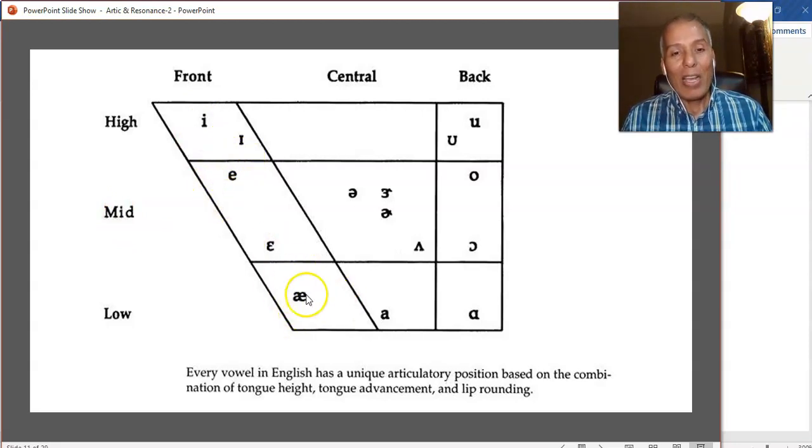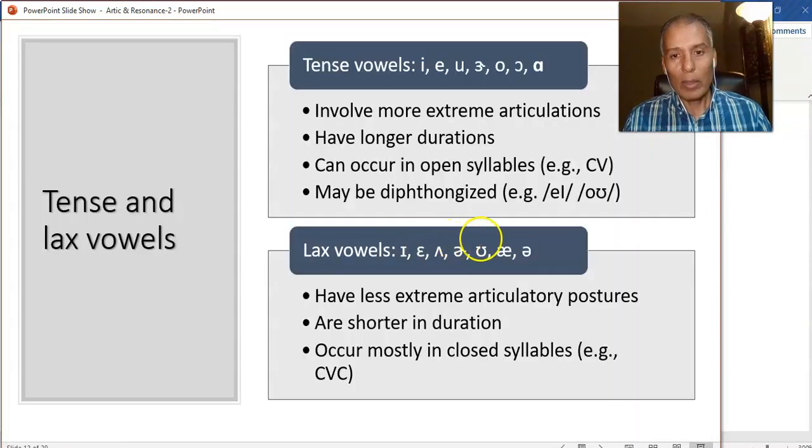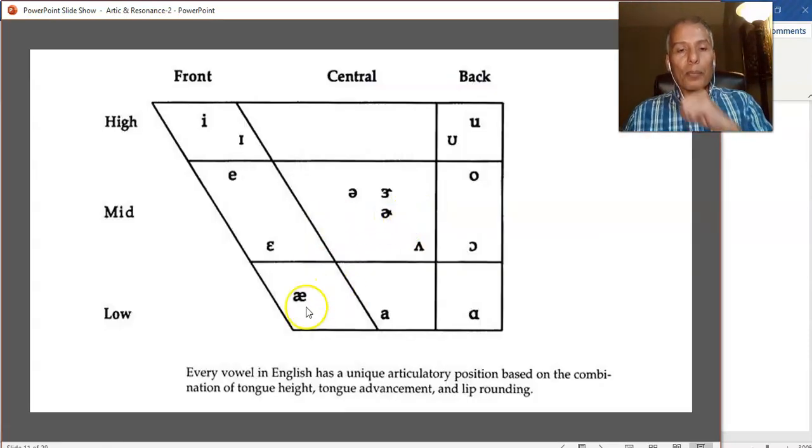Then the A, this is like an A carrying a backpack, I say. This is the low, front. I think it is lax. Let me see. Here are tense vowels. Yeah, it is lax, and unrounded. The A is found in can, man, tan. You have a good tan. So A, low, front, lax, unrounded. Then we said we ignore this one because we don't spend time on examples of it.